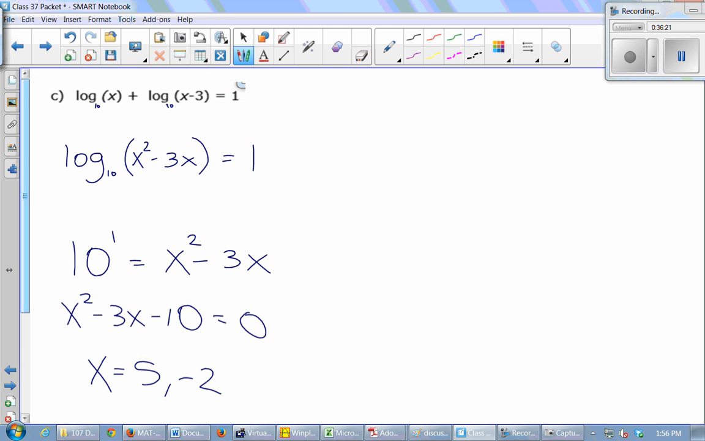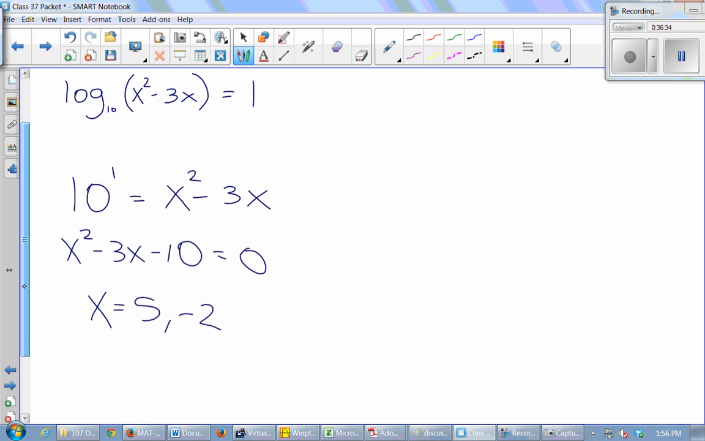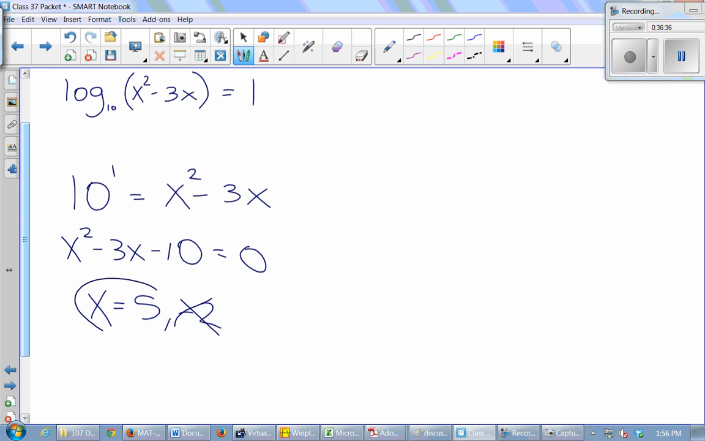Yeah, you should test them both, right? When I put the 5 in, everything's cool, right? Log of 5, I can do that. Log of 5 minus 3, that's the log of 2, I can do that. But when I put the negative 2 in, I end up with taking the log of a negative in two instances. So I can't do that one. Just x equals 5 is my solution.